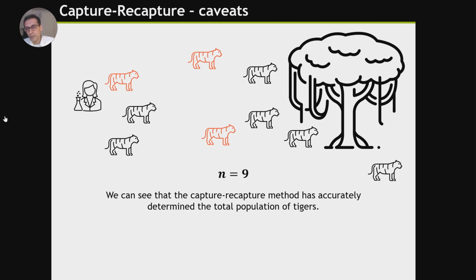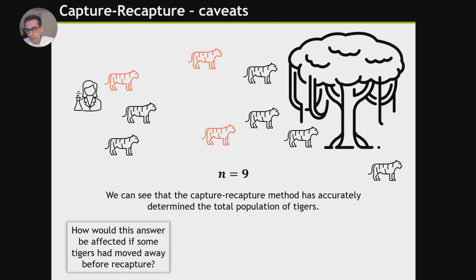Now, there are a few things that we need to consider from this method as to why it's suitable, what the weaknesses and strengths of this method are, because usually part B of a question might ask you something like that. So for example, how would the answer be affected if some of the tigers have moved away? Populations might migrate. If you're looking, for example, at birds, some birds fly halfway across the world.